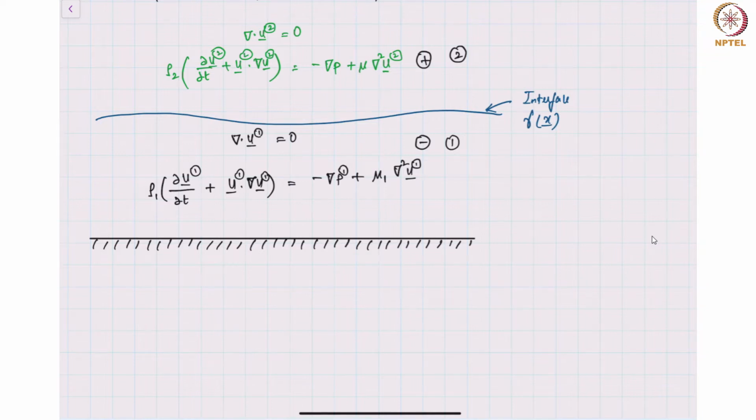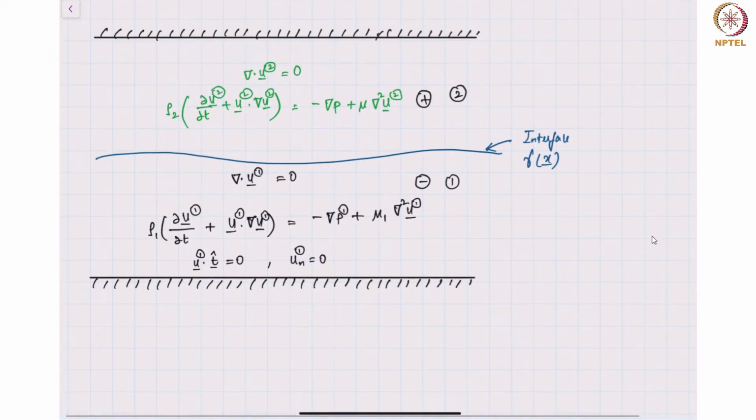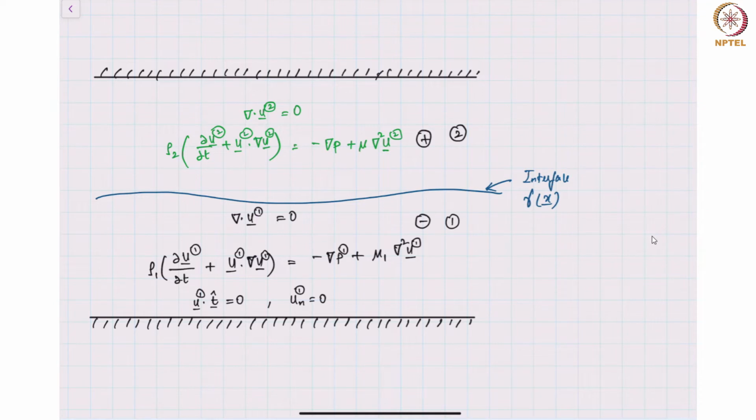Okay. The boundary conditions for fluid 1 would be the no slip condition, which would mean that the tangential velocity u dot t would be 0. And we have the normal velocity, which I'll just call un, is 0. This is for fluid 1. So no penetration condition and no slip condition at the wall. Similarly, for fluid 2, we have u dot t is 0 for fluid 2, and we also have un for fluid 2 is 0. The no slip and the no penetration condition.